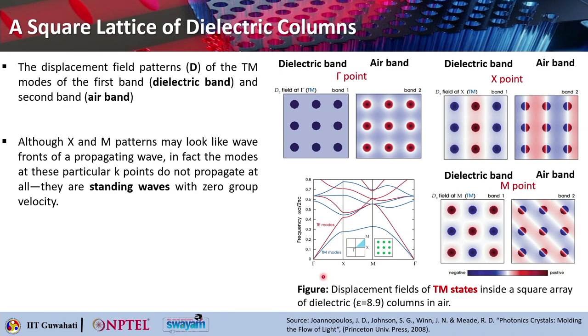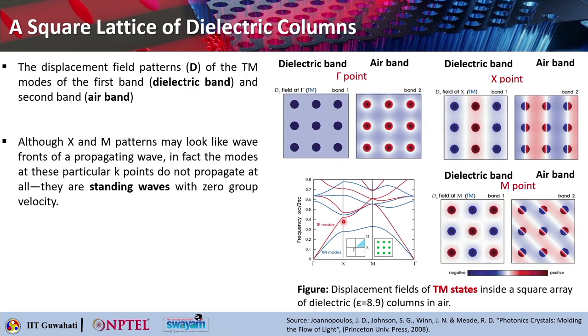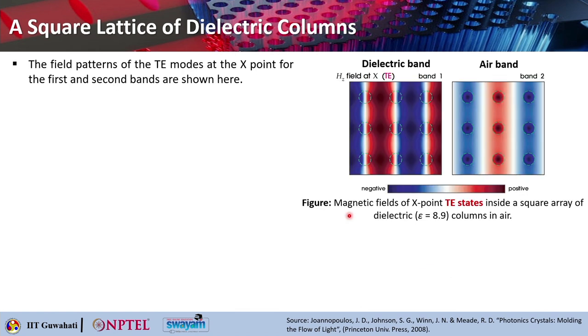So gamma is basically the one you have seen at the top, then this is the X point, this is the M point, and in each set, only in the case of the M point, we have seen that the air band actually shows degenerate states. We can further analyze what happens to the T modes, right. So here you have seen the T modes, the red ones, they do not actually show any band gap, right.